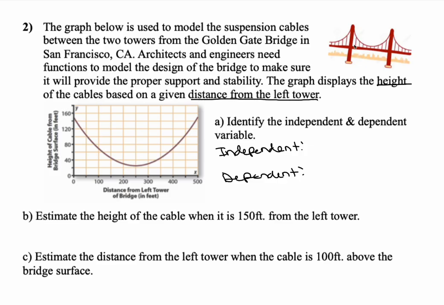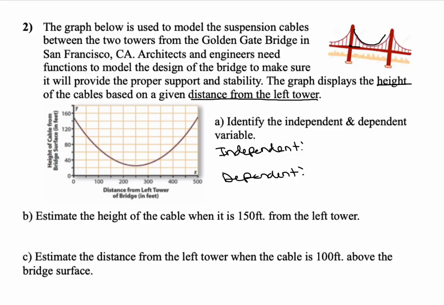As we get taller, it's not the height changing the distance from the left tower. But as we start from the left tower and go to the right, the height is changing. It's coming down and then it goes back up. So we can think of that as the height is changing because I'm getting further away from the tower. We wouldn't say we're getting further away from the tower because the height is changing. That sentence just does not make sense.